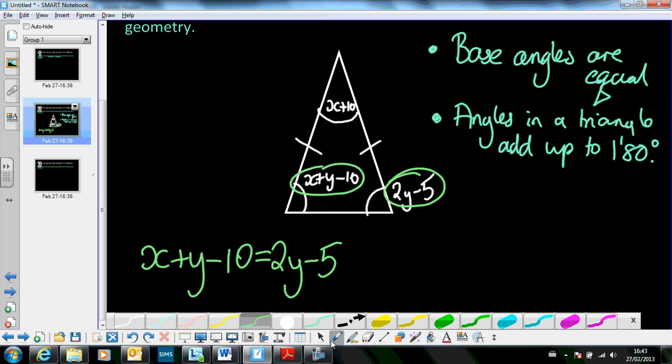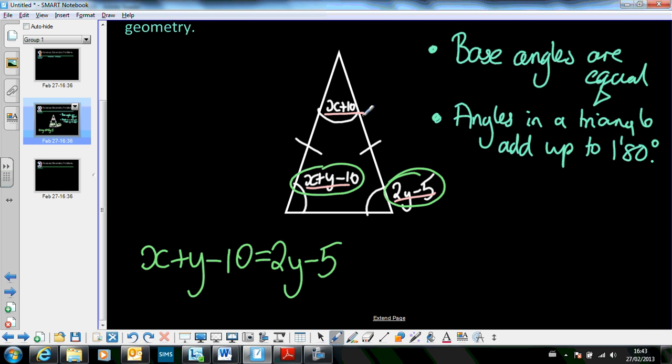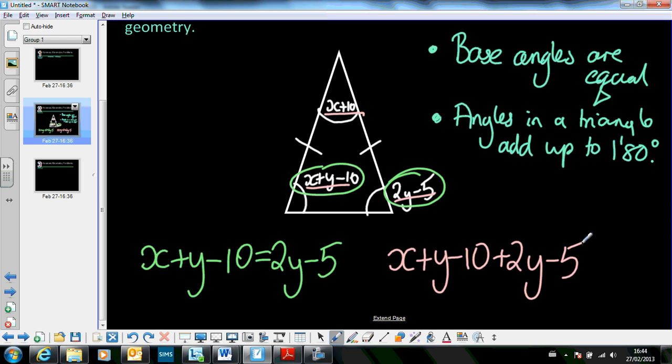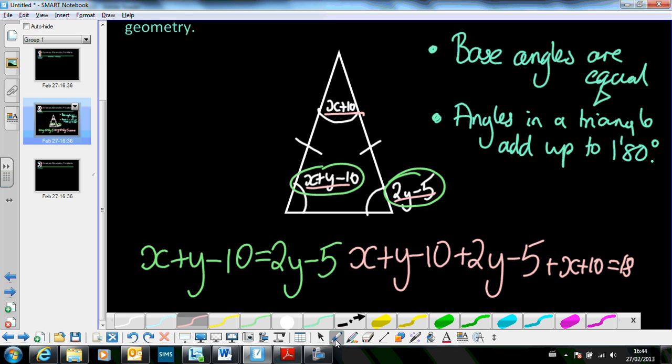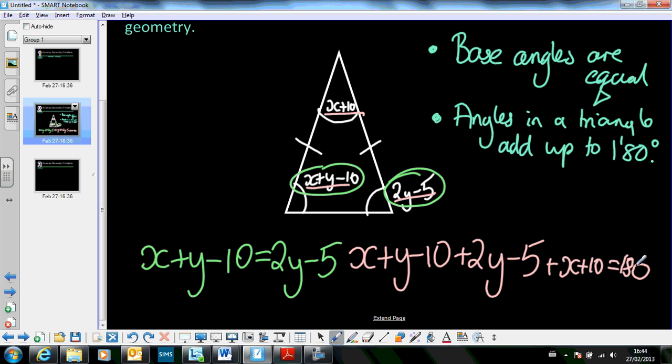And the other one, because I know that angles in a triangle add up to 180, I know that this plus this plus this is going to have to add up to 180. So x plus y minus 10, the first one I underlined, 2y minus 5, add that on, and x plus 10, add that on. All adds up to, just about squeeze this in. No, I can't. Run out of space. Just let me shift that over so I can get the 0 in. It's 180 degrees. So there's my two equations.